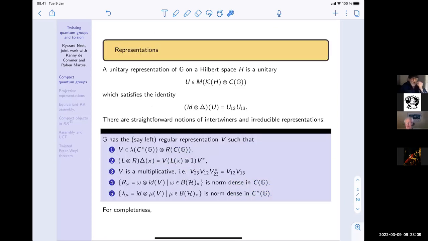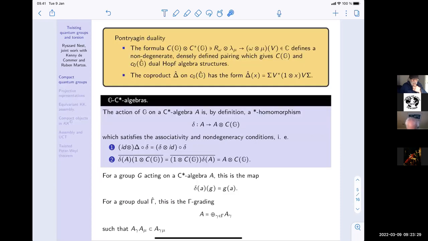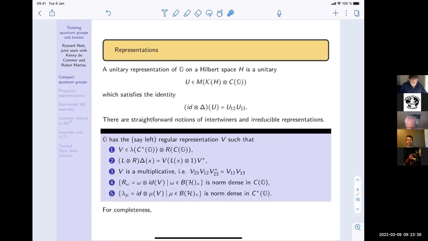Now, groups have representations, and quantum groups also have representations. A unitary representation of a quantum group is a unitary sitting in the multiplier algebra of compacts tensor C of G. We'll get an example in a minute. It's really the map from G to U of G.